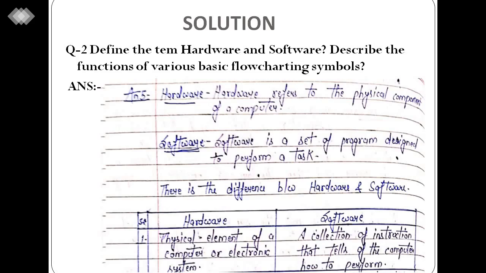After explaining the definitions of hardware and software, we will move to the difference between hardware and software. Hardware is a physical element of a computer or electronic system, and software is a collection of instructions that tells the computer how to perform. You can also explain hardware in a paragraph, and software in a paragraph, and you can also explain this question in the form of differences, in tabular form.